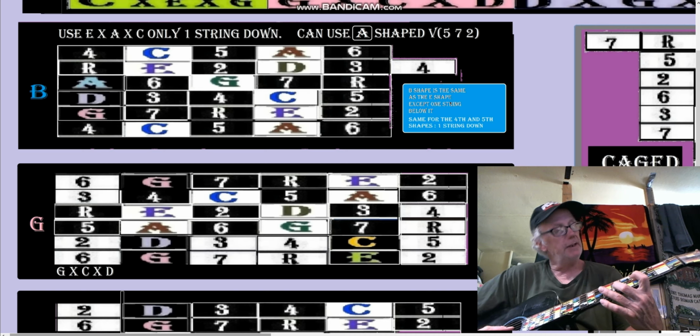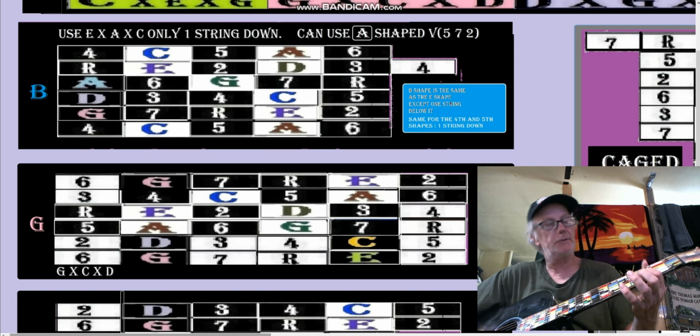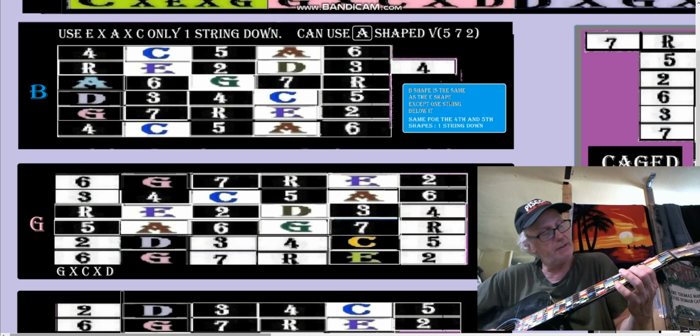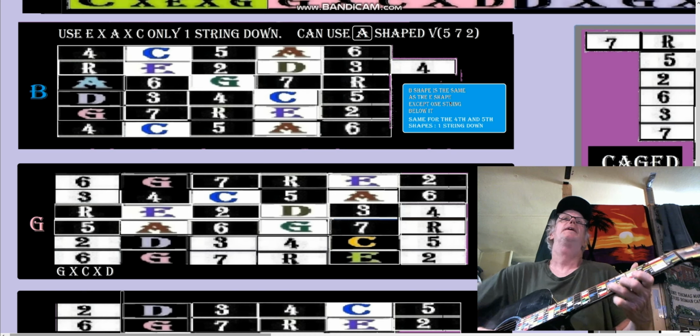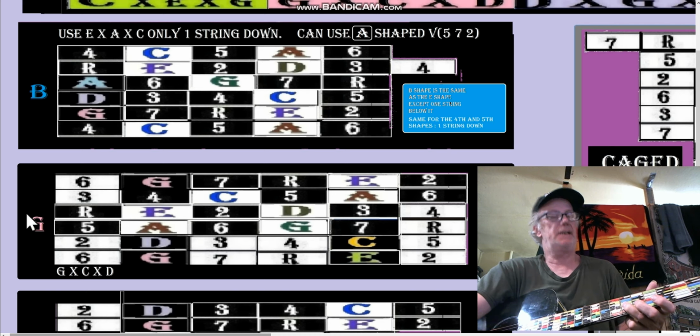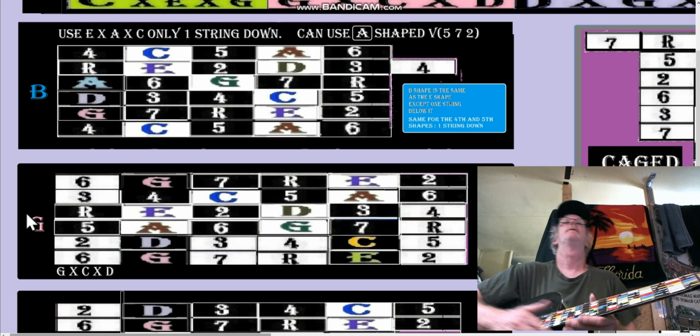Skip G and go to E shape. There's our 7 we can't get. The lone wolf 7, 7, root, 2. So that's it. We can't get it. It's right here, if there's a fret, not here. So what do we do?